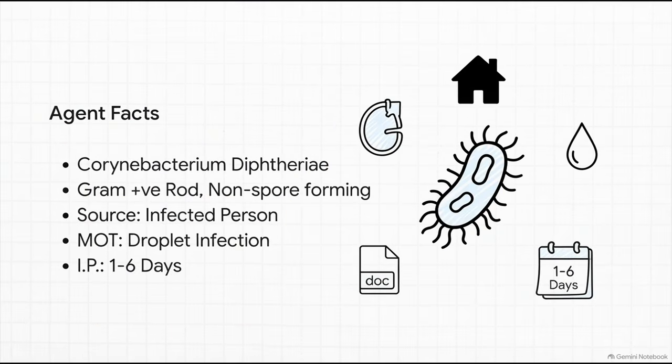Starting right at the top of the notes with the core agent facts. Our target is Corynebacterium diphtheriae. Taxonomically, you've got to remember this is a gram-positive rod, and crucially, it is non-spore forming. So where does it come from? Well, the source is strictly an infected person, and the mode of transmission is droplet infection. That means a simple cough or sneeze is literally all it takes. Once someone is exposed, the incubation period is incredibly fast. We're talking just 1 to 6 days before the trouble really begins.